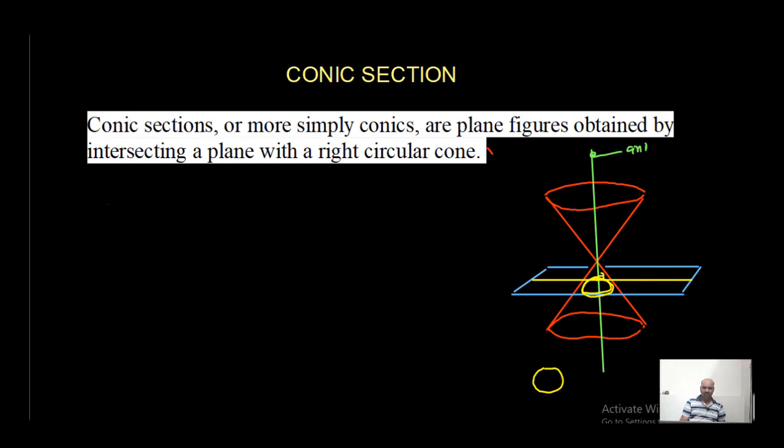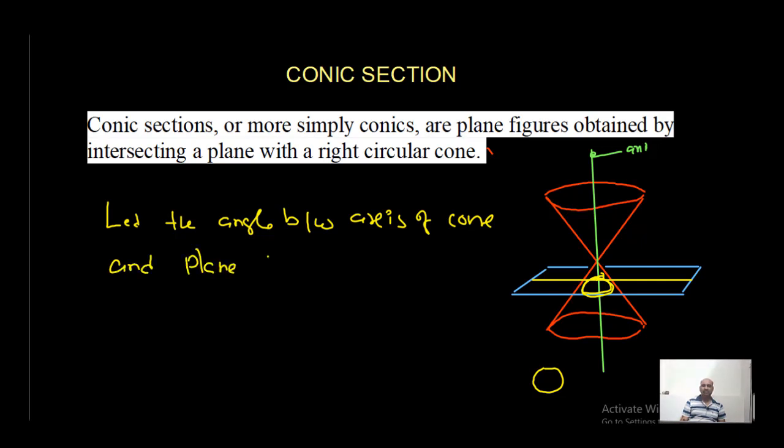So, let the angle between axis and plane be beta. Means throughout this chapter, beta stands for the angle between axis and the plane. Okay, similarly throughout this chapter, alpha is taken as the angle between generator and axis, that is called semi-vertical angle. So that I will write now.